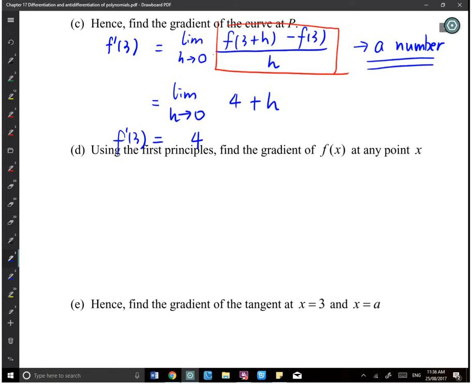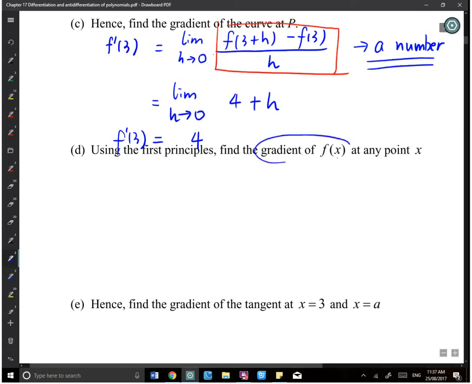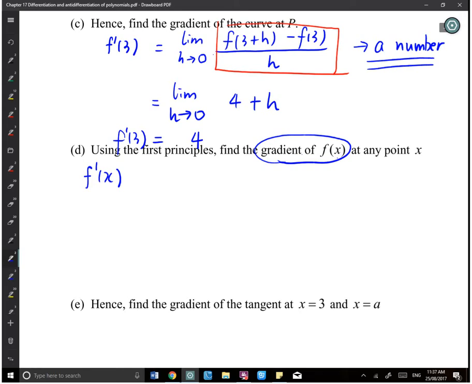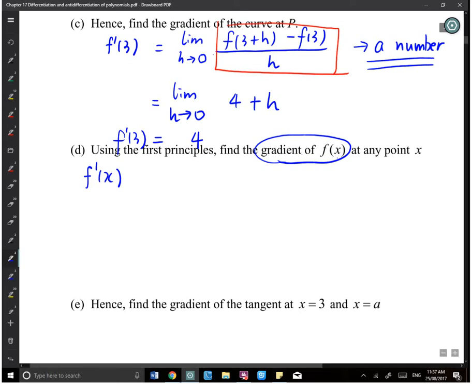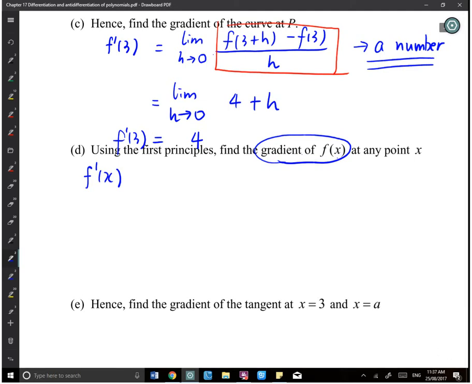Compare C and D. D says using the first principle, find the gradient of f(x). What you're looking for is f dash x. The gradient of f(x) is f dash x, at any point of x. I don't want a specific point. I want a general expression for any point to be substituted, a formula that contains all the possible situations, not only at 3.